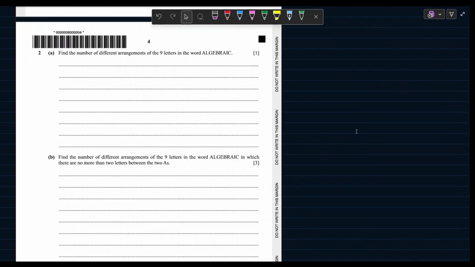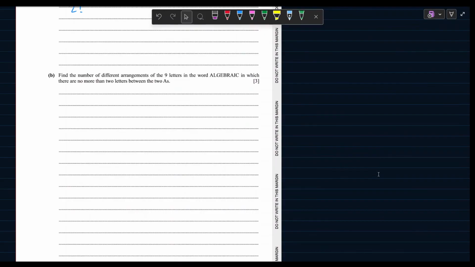Number 2, part A. Find the number of different arrangements of the 9 letters in the word algebraic. Alright, so we've got 9 letters, so it's going to be 9 factorial. And how many are repeated? So A appears twice. So 2 factorial. Is there anything else that appears more than once? I don't think so, no. So it's just 9 factorial over 2 factorial, which gives us 181,440. And that's our final answer.